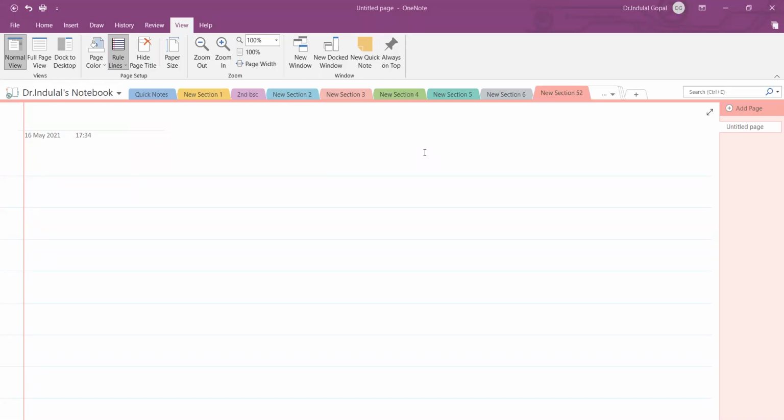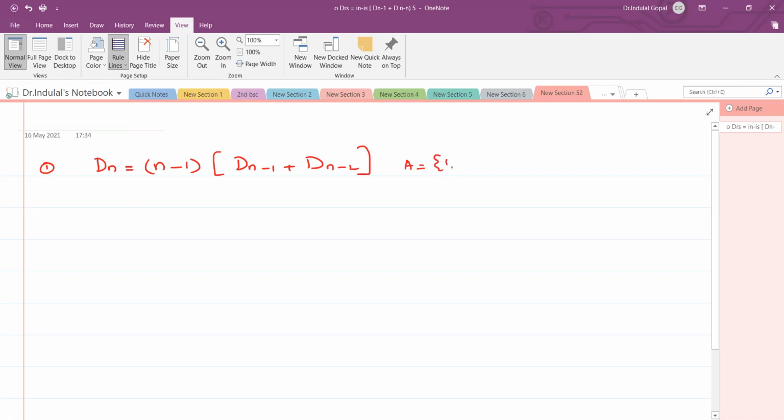Hi, good morning. We are doing one or two problems on derangements. The first problem: prove that dn is equal to (n minus 1) times (dn minus 1 plus dn minus 2), where dn is the total number of derangements on the set A equal to 1, 2, 3, etc.